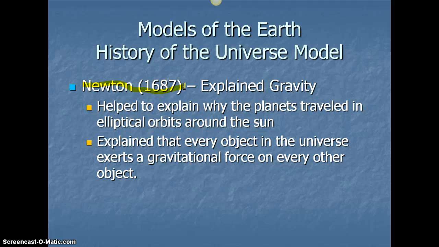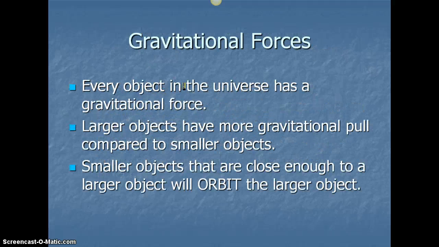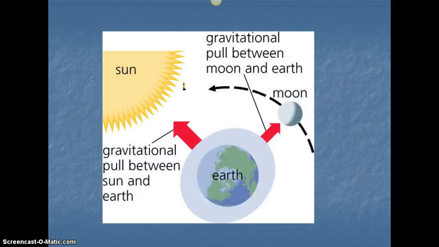He explained that every object in the universe has a gravitational force on every other object. So every object is pulling on each other, basically. Larger objects have greater gravity, and smaller objects have lesser gravity. So theoretically, if you were out in the universe far enough away from everything else, you do have gravity. So there would be tiny little dust particles or something that would orbit you. Larger objects have more gravitational pull compared to smaller objects, and smaller objects that are close enough to a larger object will orbit the larger object. Here's an image of that.